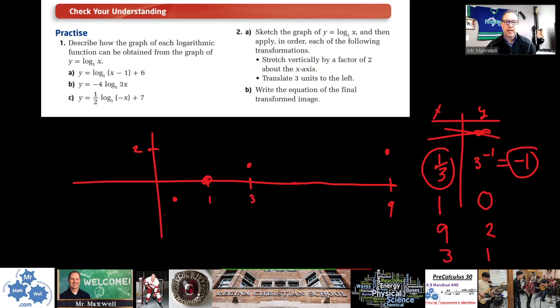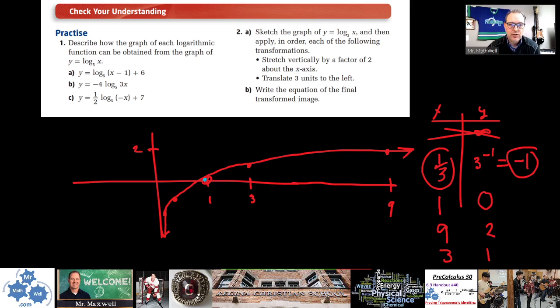So we're kind of picturing our graph looks like this. That's what a log graph kind of looks like. Not a very good drawing, but let's apply transformations to this. Stretch vertically by a factor of 2.